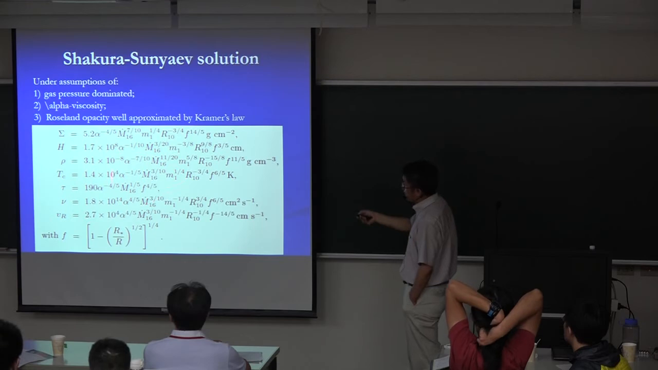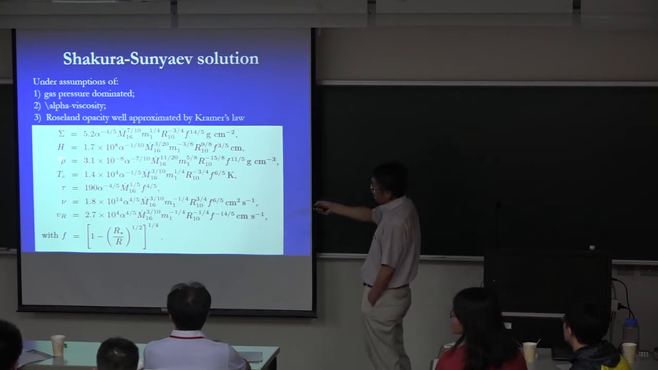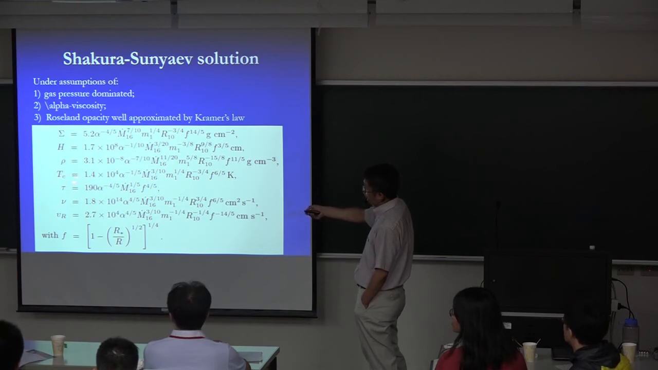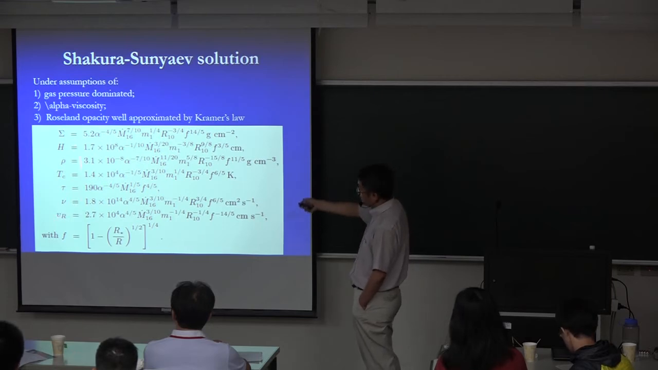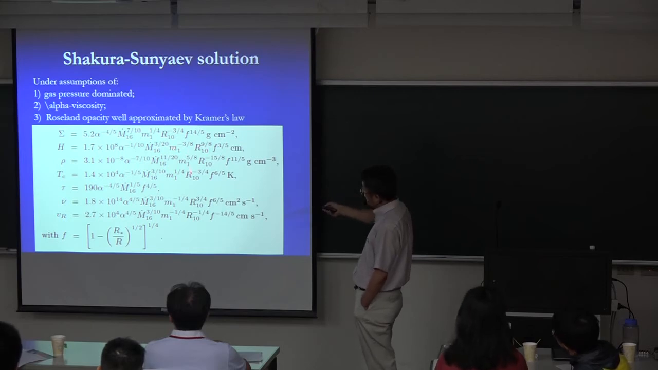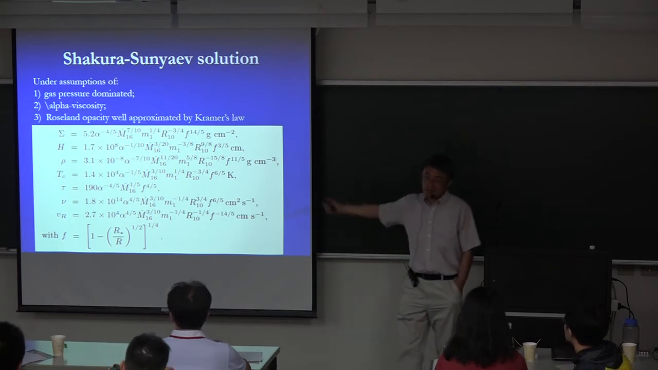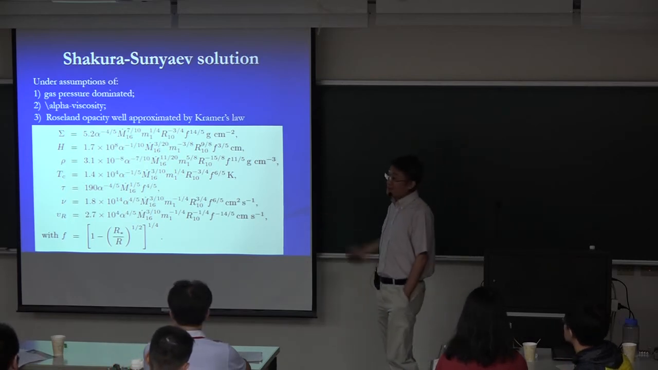So from this solution, we can see this is the surface density, the height, this is the density, this is the central temperature, this is the optical depth, this is the kinematic viscosity, the radial velocity. All these quantities can be described by algebraic equations of some basic parameters like accretion rate, black hole mass, radius, and so on. F means this one. So the standard thin disk model in this sense is quite simple.